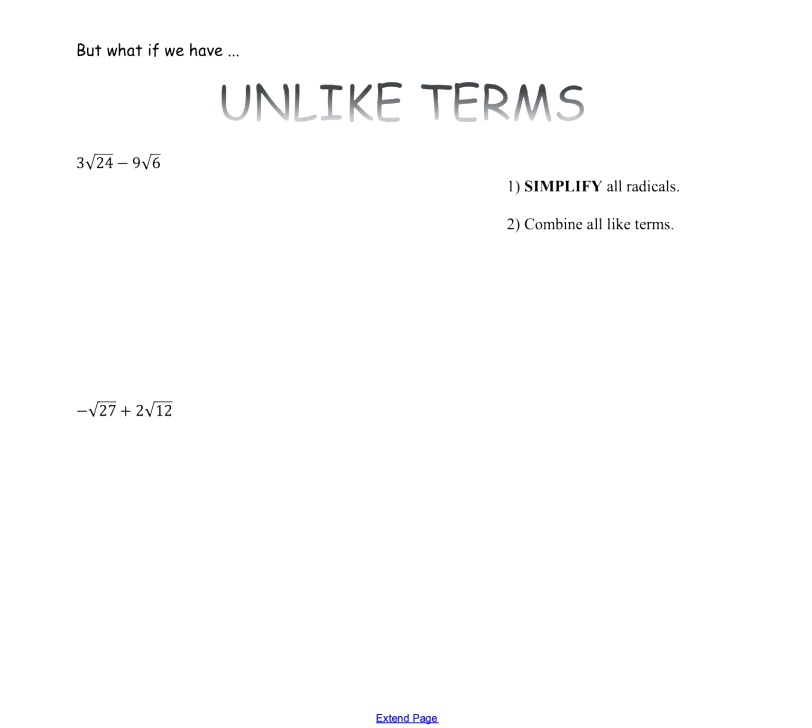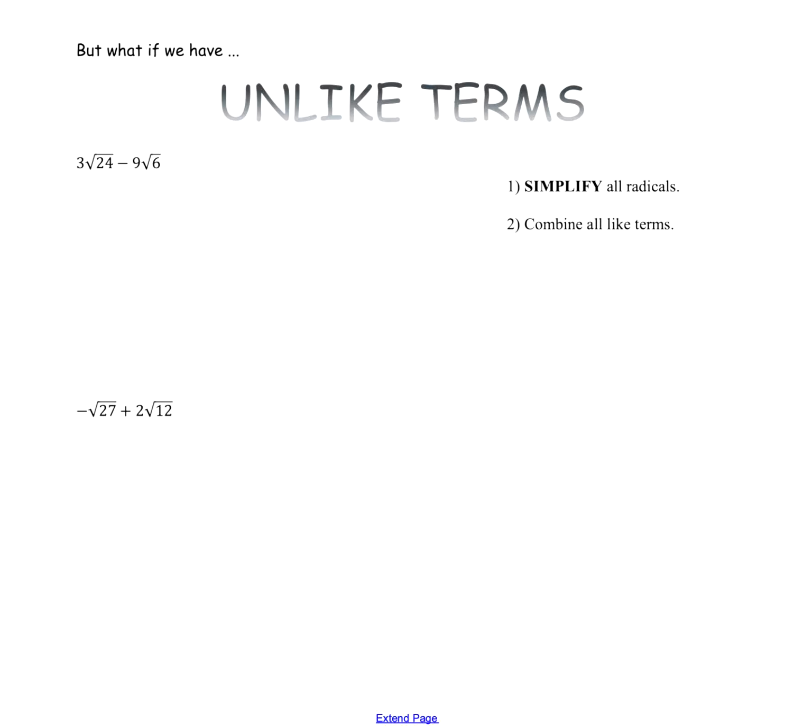So look at the first one. 3 radical 24 minus 9 radical 6. It looks like these are unlike terms so far, but if we can simplify one of the radicals, maybe we can get them to be like terms and then we can combine them.